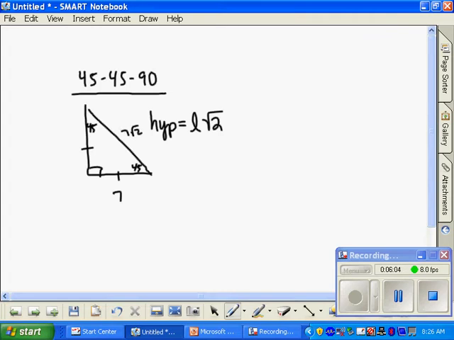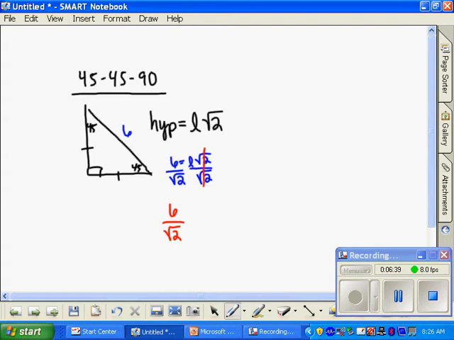Do you guys remember that vaguely? Okay. If I gave you one where I told you what the hypotenuse was, let's say I tell you that the hypotenuse is 6, how would you work backwards to find the leg? Right, 6 equals leg root 2. You'd have to actually divide by the square root of 2. Ooh, this is interesting. 6 divided by the square root of 2. Is that an okay answer?